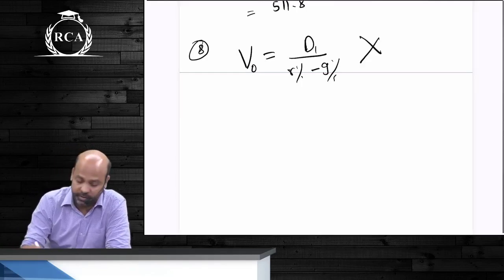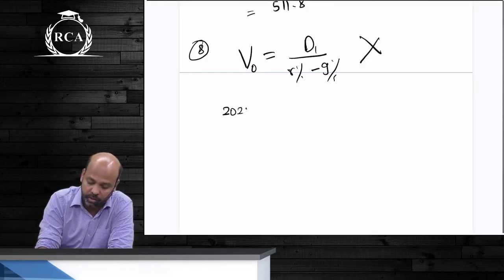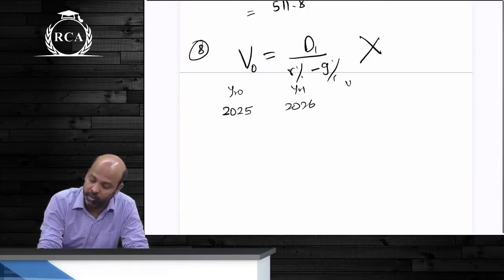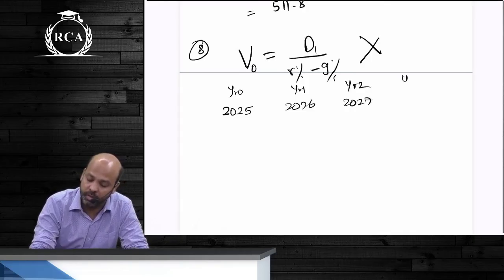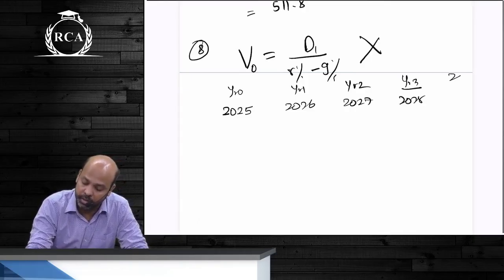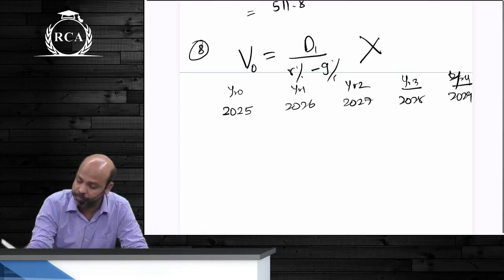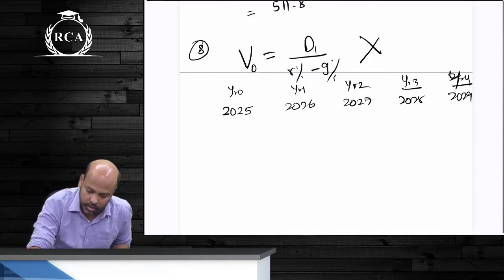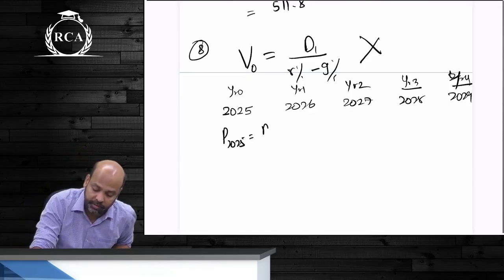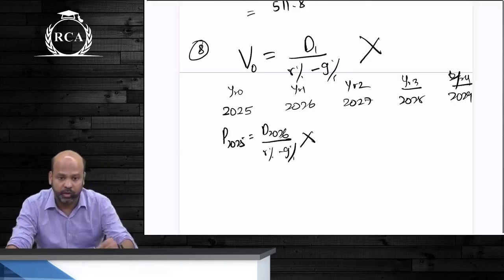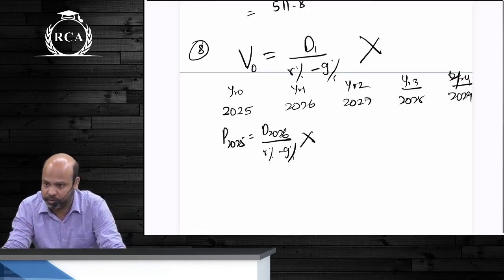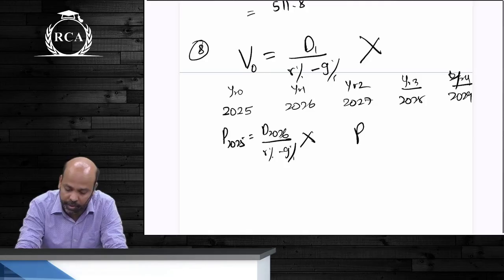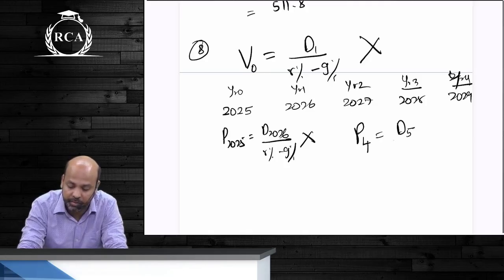Alright guys, ऐसे सोचो बेटा that this information is from the year 2025. ये year 0 है. Year 2026 is year 1. Year 2027 is year 2. 2028, year 3. 2029, year 4. I cannot compute P0. I cannot write P 2025 is equal to D 2026 by R% minus G% because growth rate is not constant. But is the growth rate stabilizing after 4 years? I can definitely write P4 as D5 by K minus G.